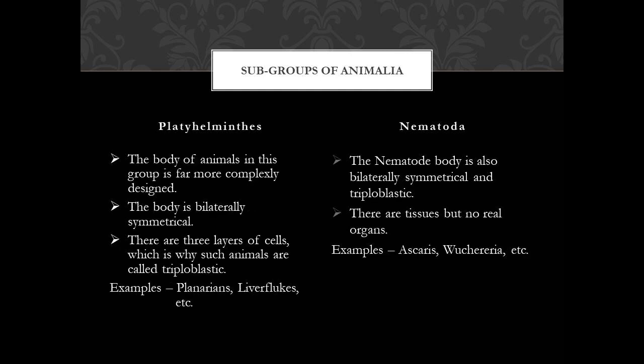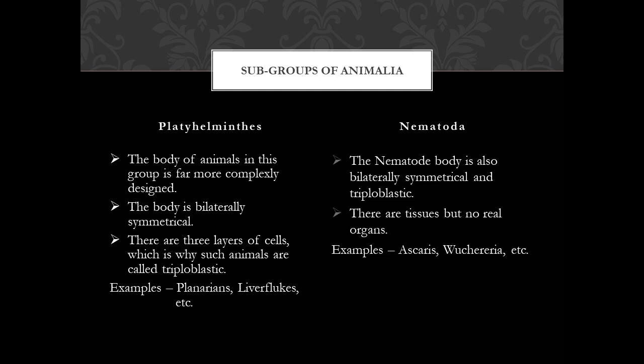Next is Platyhelminthes. The body of animals in this group is far more complexly designed. The body is bilaterally symmetrical, meaning that the left and right halves of the body have the same design. There are 3 layers of cells from which differentiated tissue can be made, which is why such animals are called triploblastic. Examples are free-living animals like planarians or parasitic animals like liver flukes.